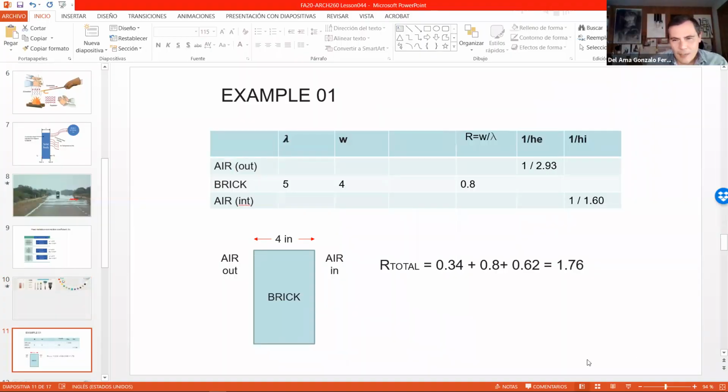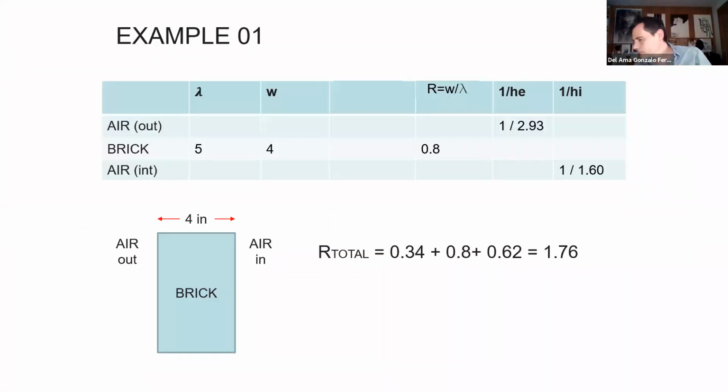Okay, in this example, as you can see, we have values. We have a 4-inch brick wall, and we have the outdoor or exterior convection coefficient and the interior convection coefficient. We have the thermal conductivity, and this is the thickness. The thickness is 4 inches. The thermal conductivity is this.